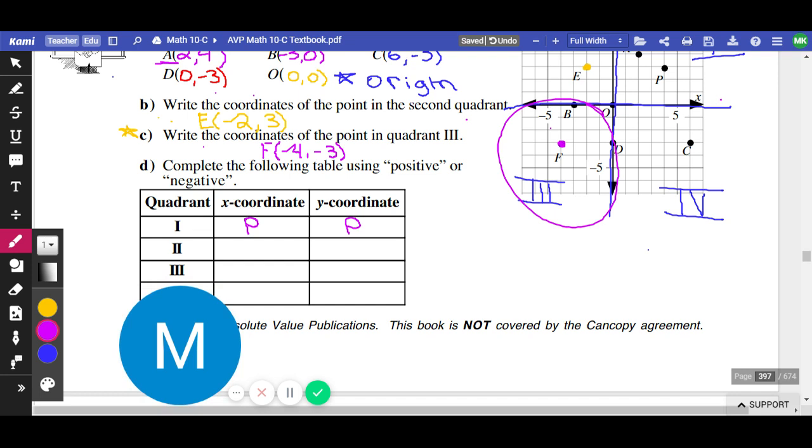Quadrant 2 is to the left and up. So if it's to the left, that means it's negative. And if it's up, that means it's positive. Quadrant 3 is down here. That means I went to the left and down. If I go to the left, that means I'm a negative x value. And if I went down, that means I'm a negative y value. And my last one, quadrant 4, went to the right, which means I'm positive, and down, which means I'm negative on my y value.